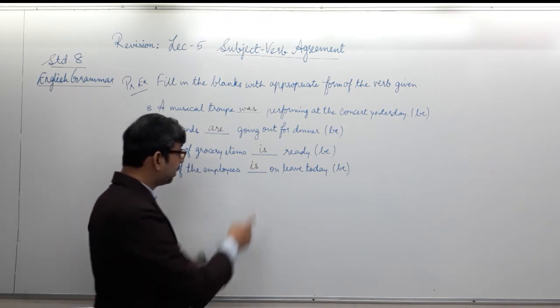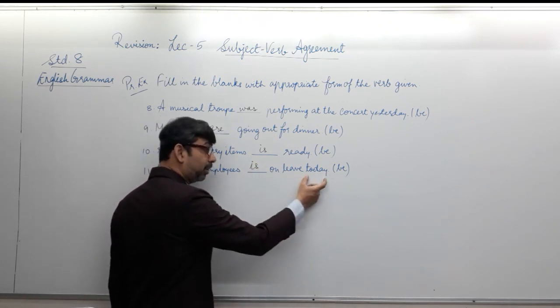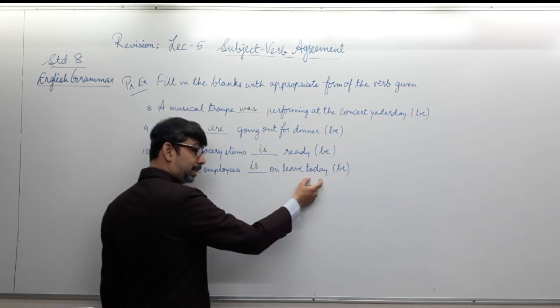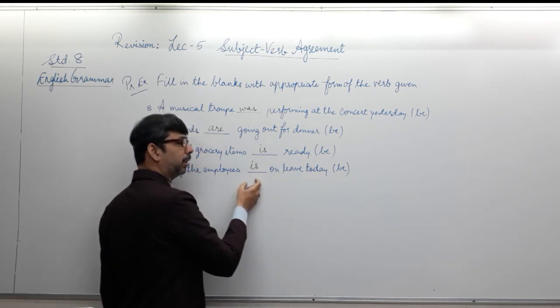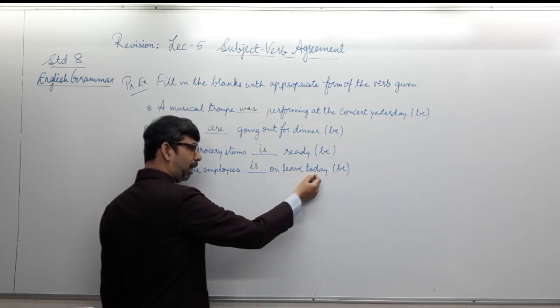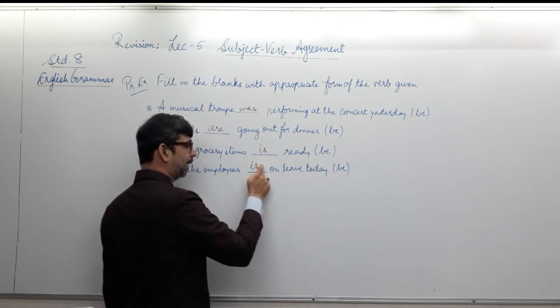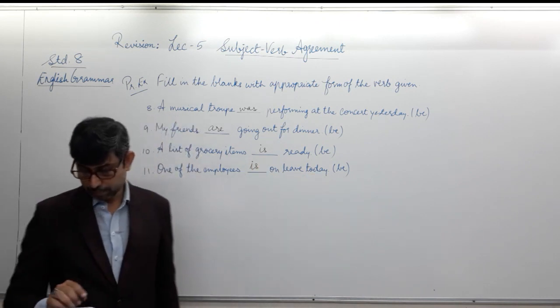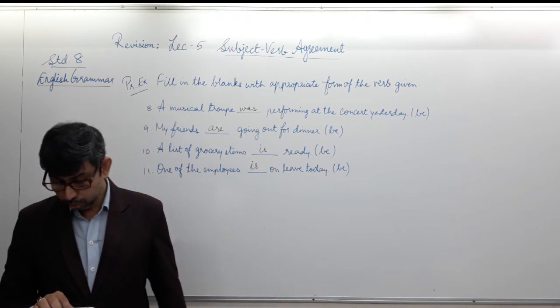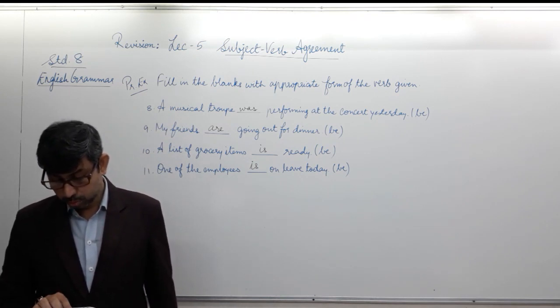Again, why are we selecting is and why are we not selecting was? Because we have the word today. If it was yesterday, then you would have written was over here. But right now, because the sentence is demanding the present situation, we will be writing is and not was. Let us take a few more. The next one.